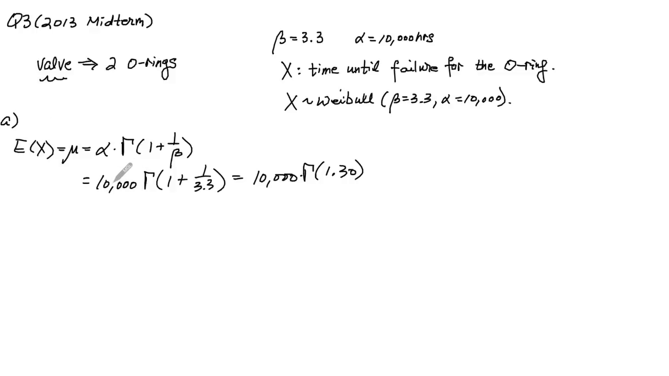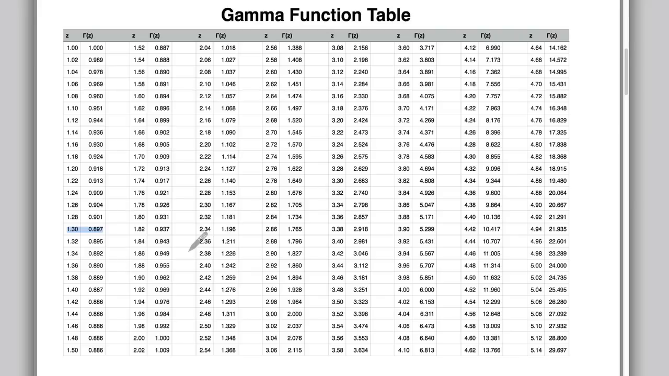Having established that x follows a Weibull distribution, there's a formula for computing the expected value of x, and it's given by this. Okay, so I've pre-computed the number for you guys. Alpha is equal to 10,000, beta is equal to 3.3, and we have the gamma function. So once we compute all the numbers, we have 10,000 times gamma of 1.30. And let's go look up what that value is. So I have the gamma function table here, and I have highlighted when the value inside your gamma function is equal to 1.3, then gamma of 1.3 is given by 0.897.